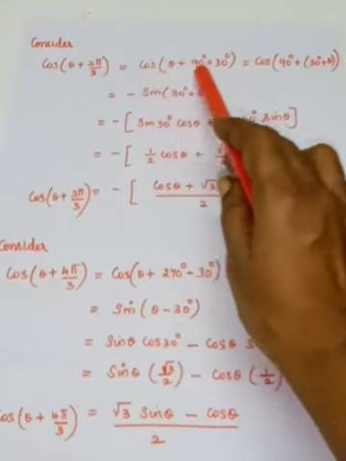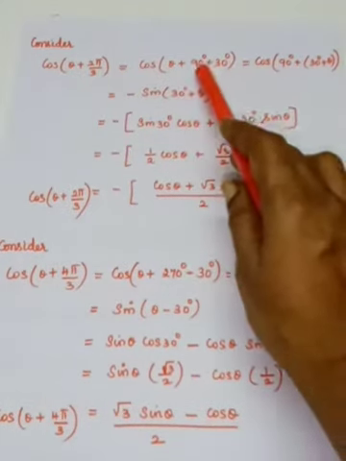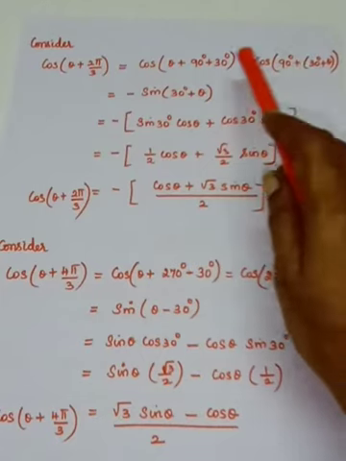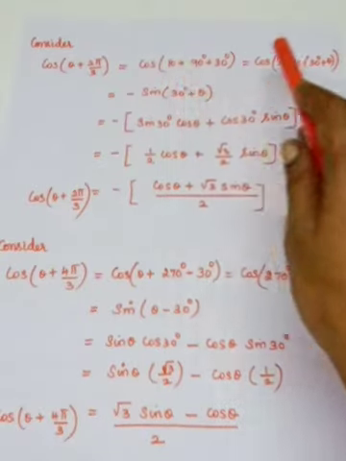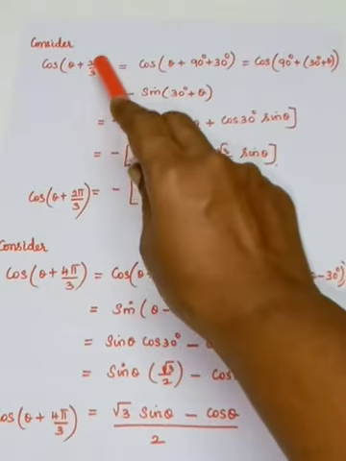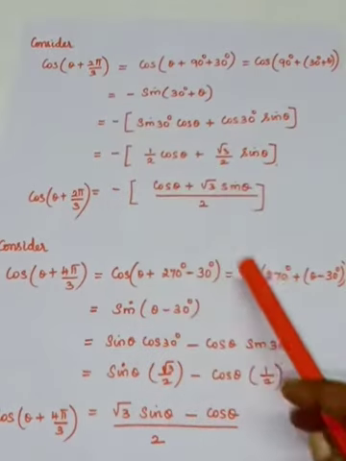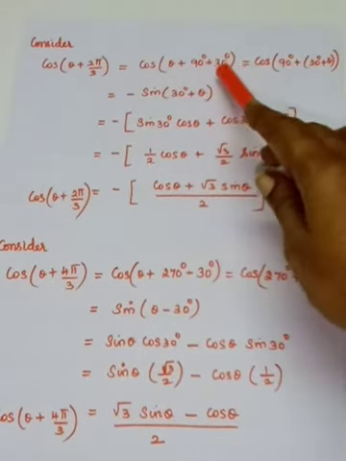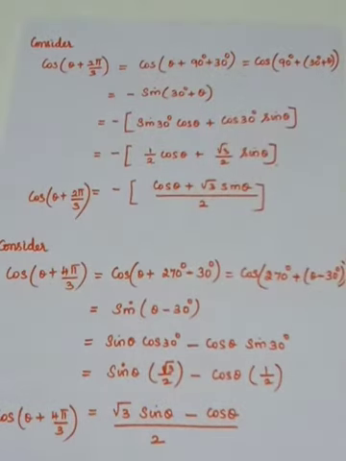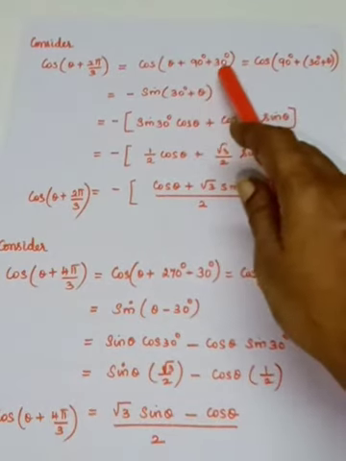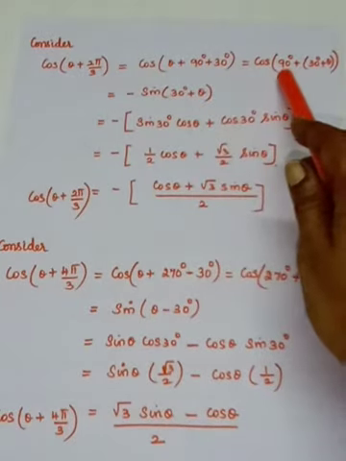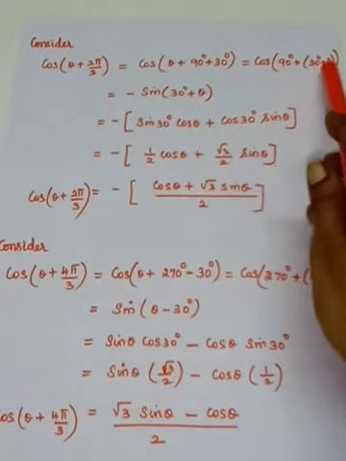I'll rearrange this step. Cos of 90 degree I have written in the front, that is first, plus what is remaining, 30 degree plus theta. So here 2 pi by 3 is 120, and that 120 I have written as 90 degree plus 30 degree. You can also write 180 degree minus 60 degree, but here I have written 90 degree plus 30 degree. I rearrange this term as 90 degree plus 30 degree plus theta.